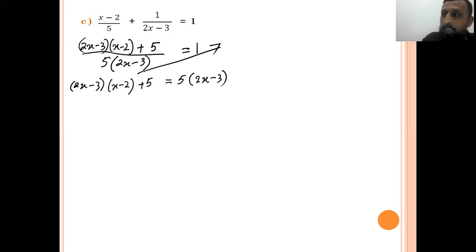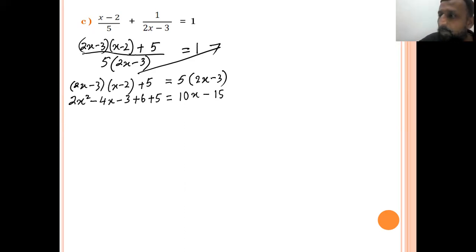Now, dear students, what can you do? You can open the brackets by multiplying them. So let's multiply these two brackets. 2x multiplied by x, it makes 2x squared. 2x multiplied by negative 2, it makes negative 4x. Then negative 3x, and then negative 3 multiplied by negative 2, it makes positive 6 plus 5. Okay, then equals to 5 into 2x makes 10x, and 5 into 3 makes 15.